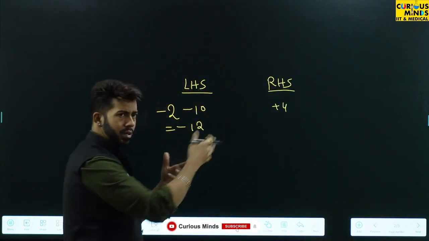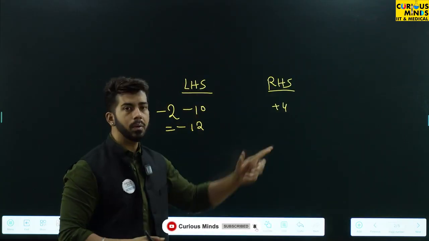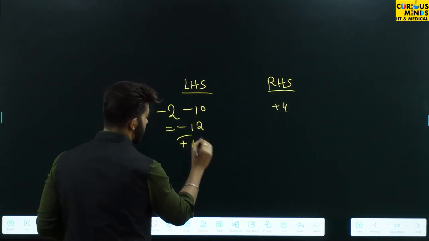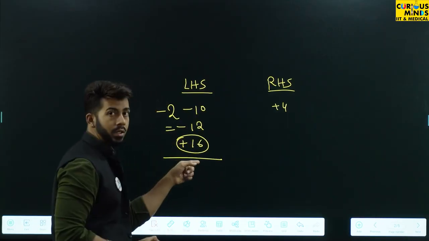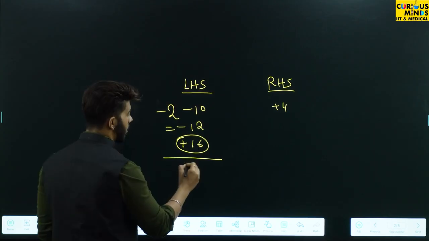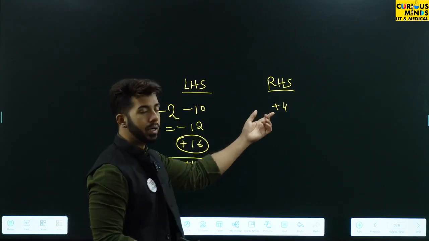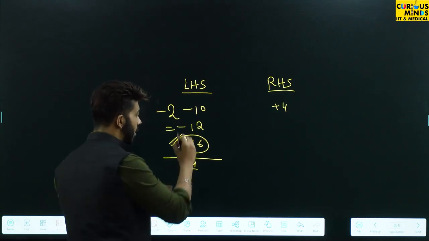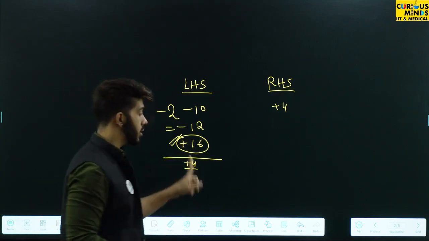How can you do this? How can you equalize this minus 12 and plus 4? You can do one thing. You can just write a plus 16. If you just write a plus 16, it will become plus 16 minus 12. It is plus 4. Can you see? Both sides we got plus 4. So that means you have to add something which has plus 16 charge.